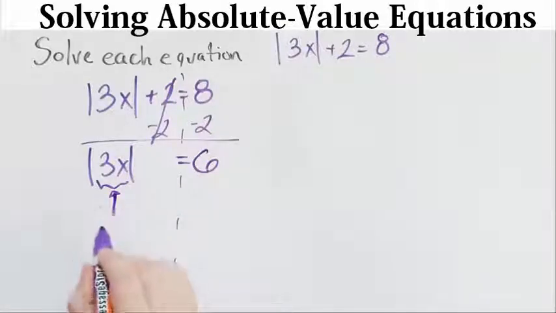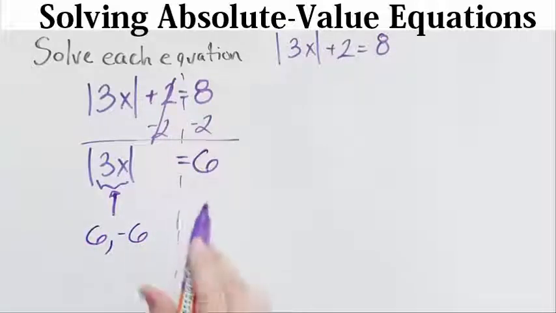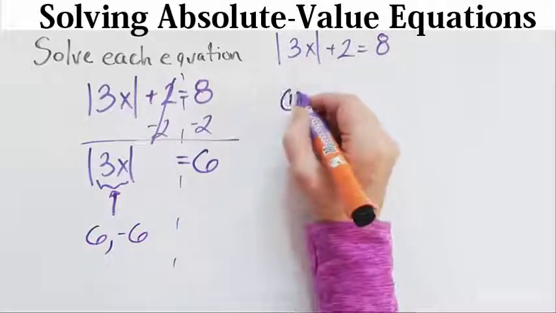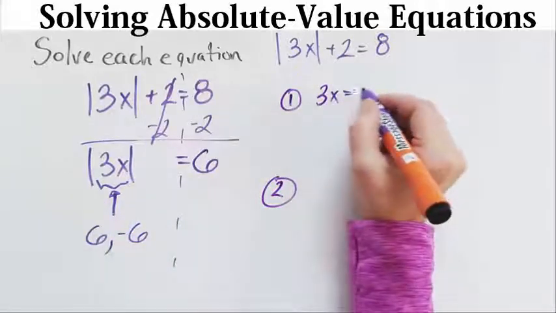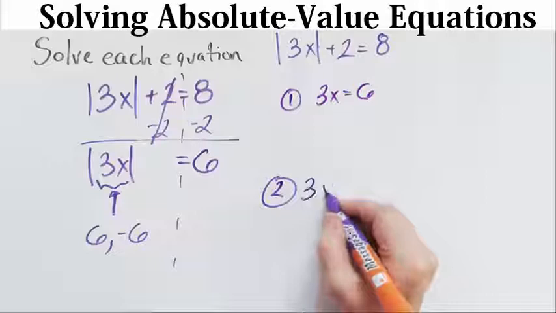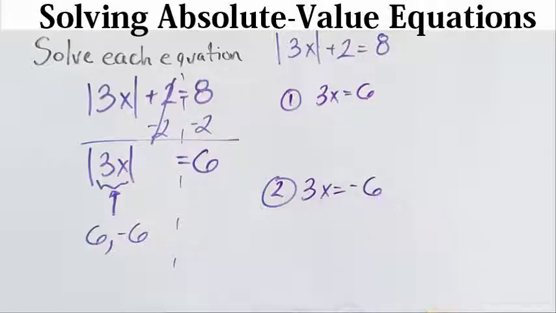So you could either put 6, because he is 6 away from 0, or you would have a negative 6, because he's also 6 away from 0. So we have two cases. Either this inside is equal to the positive 6, or that inside is equal to the negative 6.